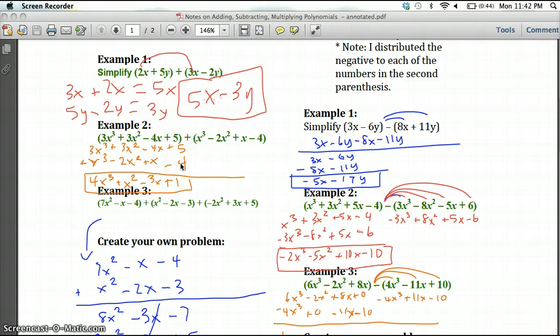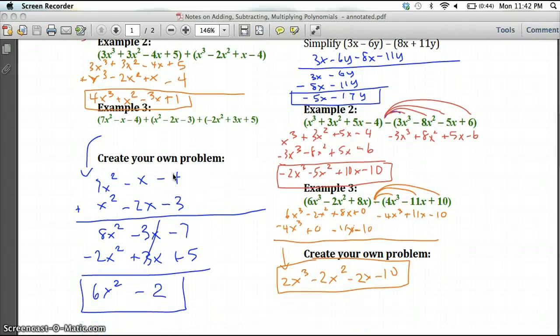Then all I do is I add like I would add numbers. So 3x cubed plus x cubed, which is just 1x cubed, is 4x cubed. 3 minus 2 is 1, so we've just got an x squared. Negative 4x plus x is a negative 3x, and then 5 minus 4 is just plus 1.